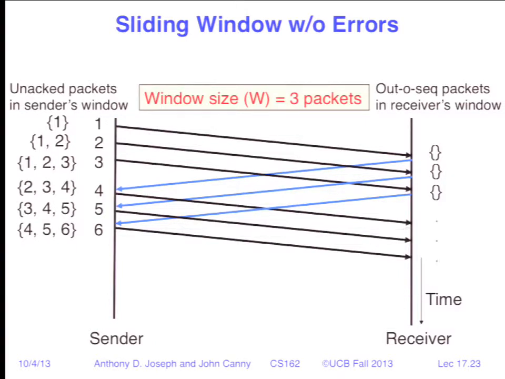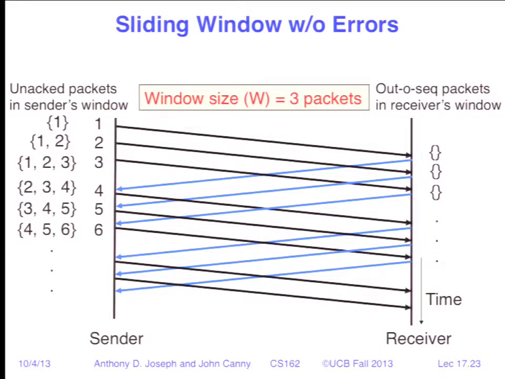Okay, so this keeps going, just back and forth, right? As the packets keep going, we can just keep sending, and we're never going to grow our window at the receiver because, in this case, all the packets are arriving in order. And at the sender, we're just going to slide our window forward, sending a packet every time we get an acknowledgement.